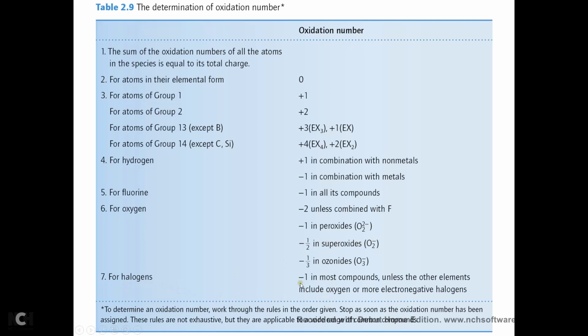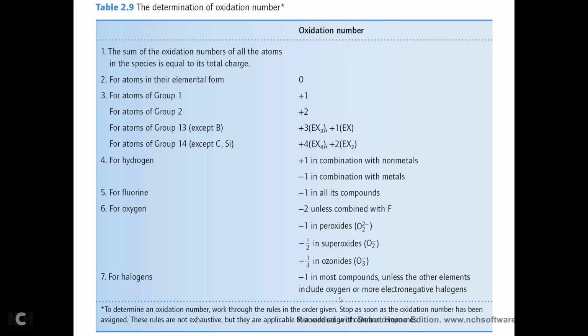For halogens, usually it's -1, but if you have chlorine fluoride, the fluorine is -1 and the chlorine is +1. Okay, the name should be chlorine fluoride. And then you can have iodine bromide, iodine chloride, bromine chloride. In these cases, the more electronegative halogen has a -1 oxidation number, and the halogen with a lower electronegativity has a +1 oxidation number.